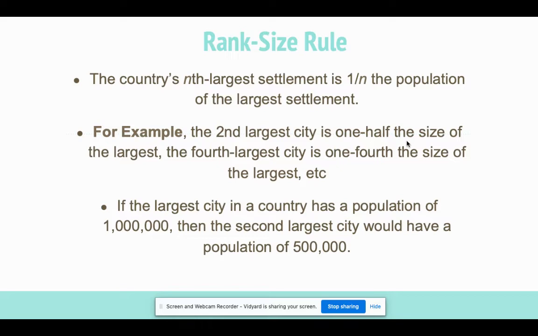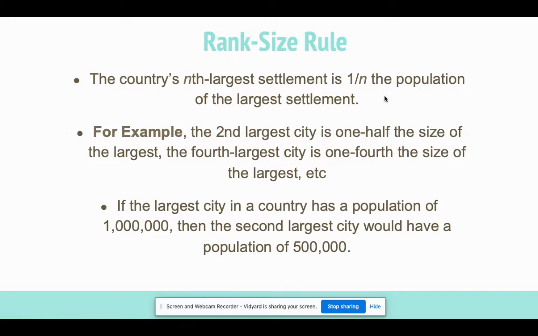So let's say we're trying to find a country's second largest city. How many people are in the second largest city? Well, if we know the population of the largest settlement of that city there, it's easy to find. So for example, if we're trying to find the second largest city in that particular area, we take half the population of the largest settlement. If we're trying to find the third largest city, we would take a third of the population of the largest city. If we're trying to find the fourth largest city, we're going to take 1/4 of the population of the largest city.